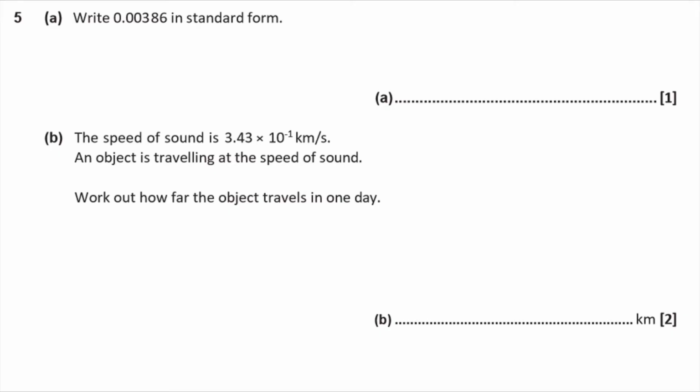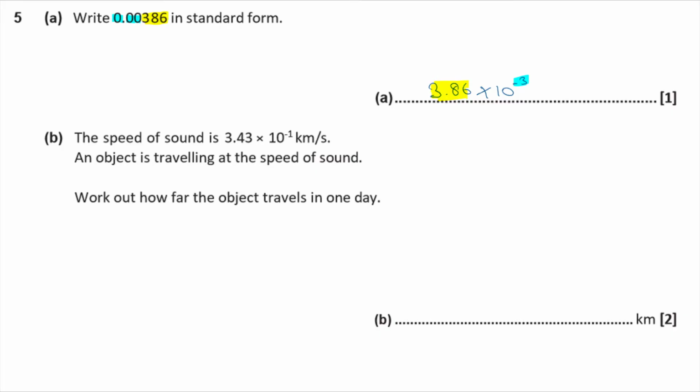Question 5, write 0.00385 in standard form. Now with these very small numbers in standard form, what you need to do is take the digit part, the bit that isn't all zeros, and rewrite that as a number between 1 and 10. So I'm going to rewrite that as 3.85, the same digits. And then you can count the number of zeros at the front. So 1, 2, 3. I've got 3 zeros in front of 385. That means I'm going to have times 10 to the minus 3 as my answer. So however many zeros you've got, that's the power of negative whatever you're going to have there.